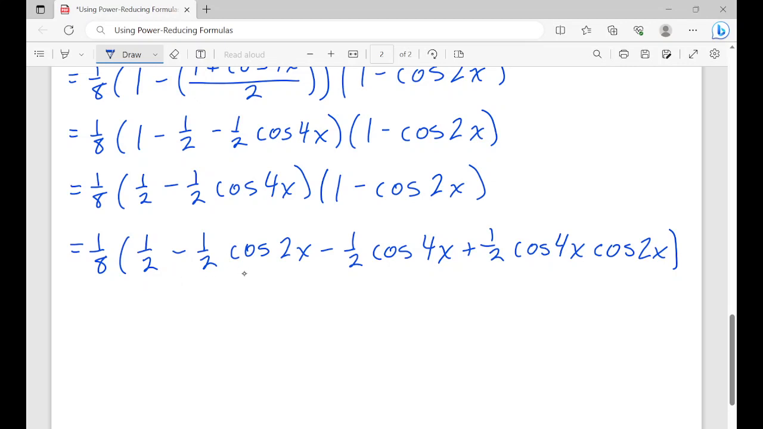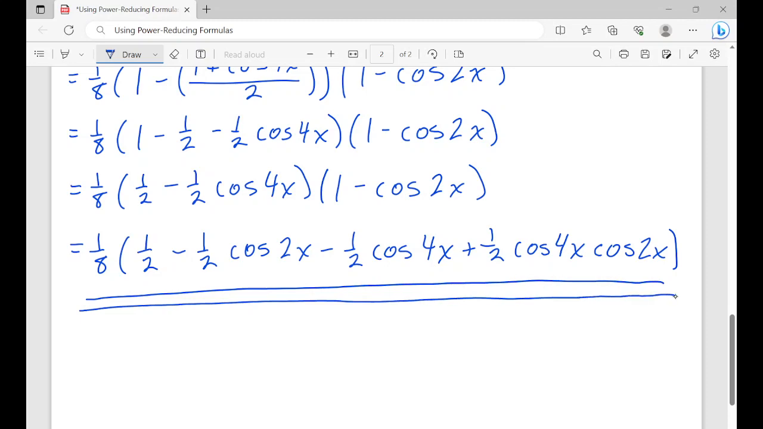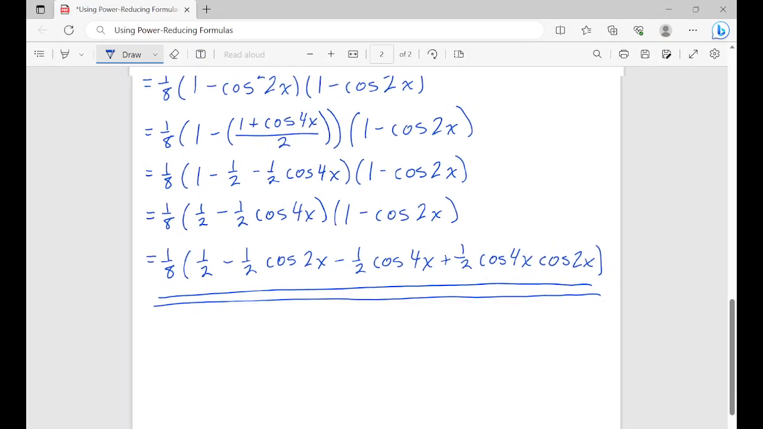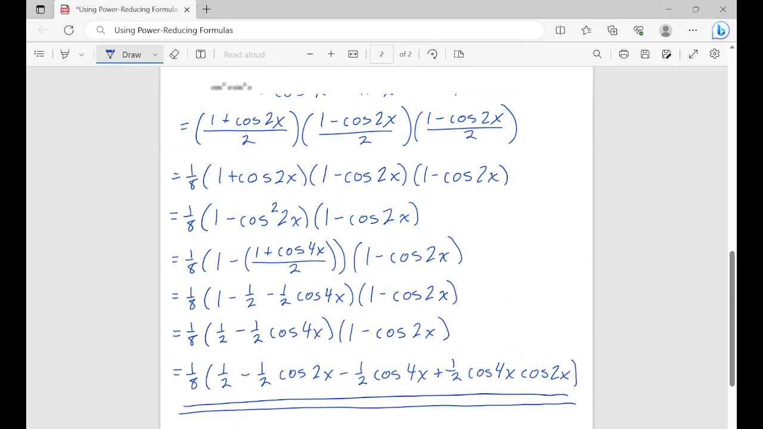And there are no like terms that we can combine on the inside. We can distribute the eighth in there if we want to. We can even factor out 1/2 if we want to. There are a couple of different ways you can go about that, but ultimately this is the answer using the power reducing formulas for this expression here.